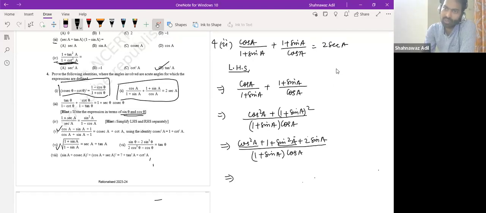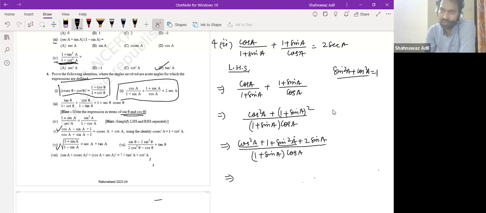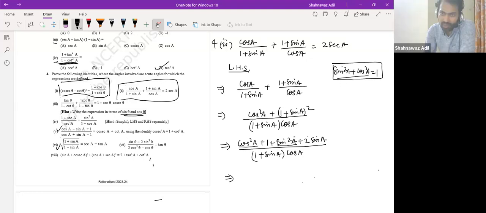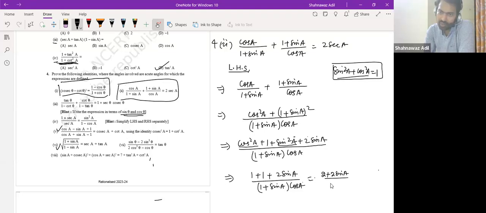So what is this identity? This is one, right? Yes, sir, that's one. So cos square A plus sine square A is one, and then 1 plus 2 sine A, divided by 1 plus sine A and then cos A. So what can we do in the numerator then? You can add 1 plus 1, which is 2, plus 2 sine A. And then what can we do from here?